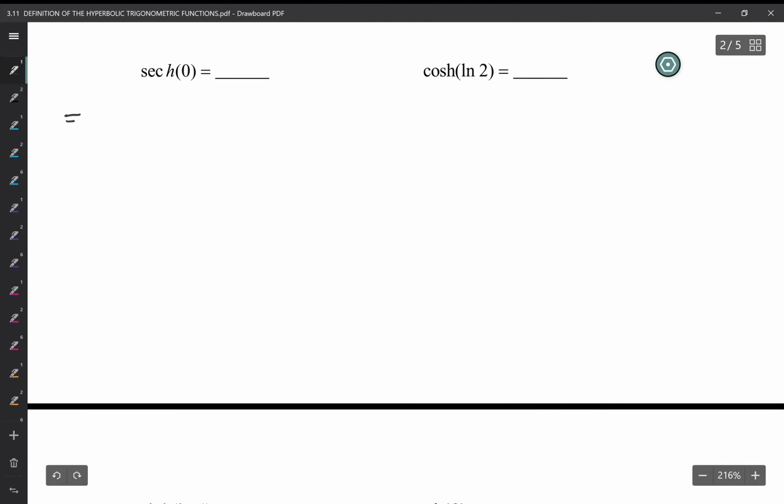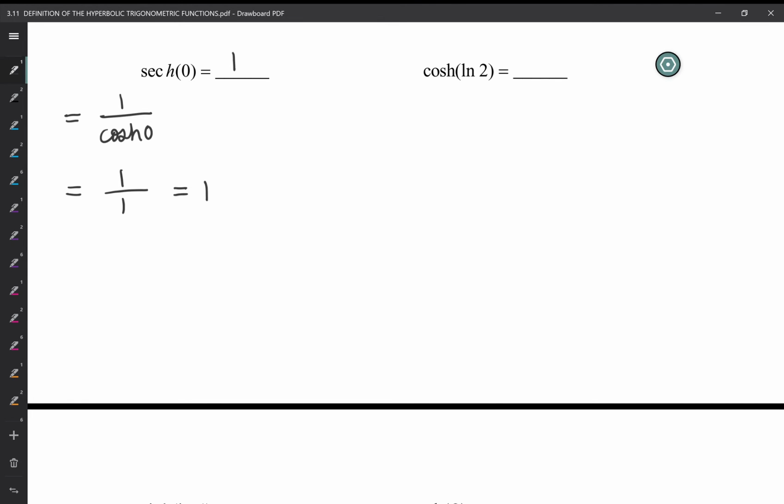Next up we have the hyperbolic secant of 0. The hyperbolic secant of 0 is equal to 1 over the hyperbolic cosine of 0. We just found the hyperbolic cosine of 0 is equal to 1. So we have 1 over 1, which is equal to 1. So the hyperbolic secant of 0 is equal to 1.